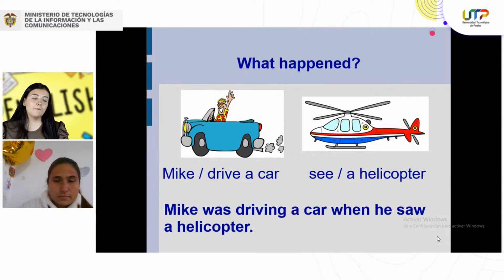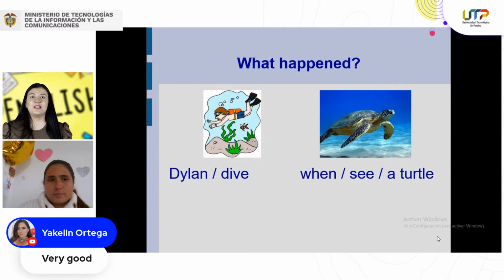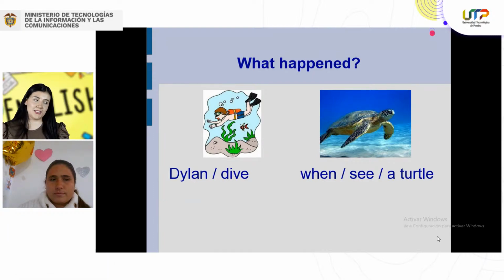Muy bien, excelente. Vamos con nuestros últimos dos ejemplos para pasar a la práctica. Así que si de pronto saben cómo hacerlo, leo sus comentarios, los leemos en el chat. Tenemos el primer evento, Dylan and dive. Okay? Dive, remember that dive is a kind of sport, yes, a kind of leisure activity in the water, yes, in the sea. So Dylan dive, and the second event we got see a turtle, okay?